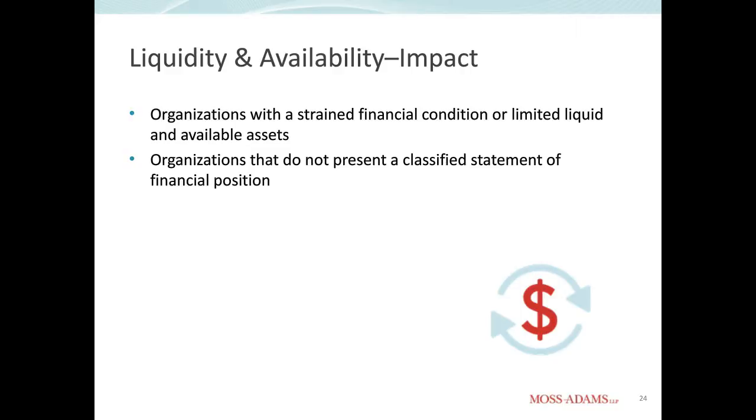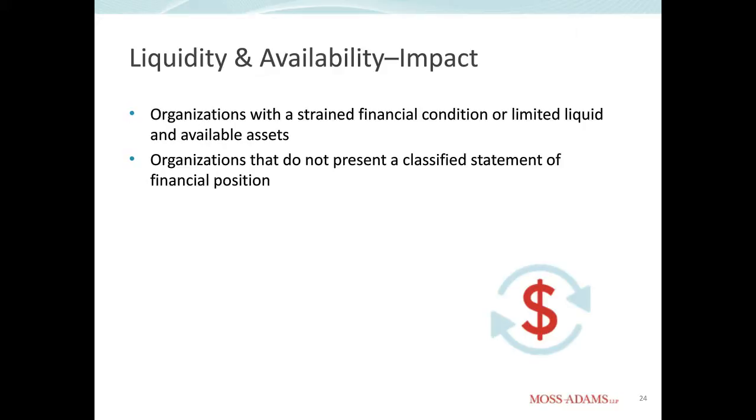So in thinking about these new requirements, they might be some of the most significant in terms of how they can impact certain organizations. For organizations that might have a more strained financial condition or limited available liquid resources, this will now be much more apparent to the readers of the financial statements. And for organizations that don't currently present a classified statement of financial position, these organizations will have to go through an exercise to spend time determining what resources will fall within that category of available financial assets within 1 year.